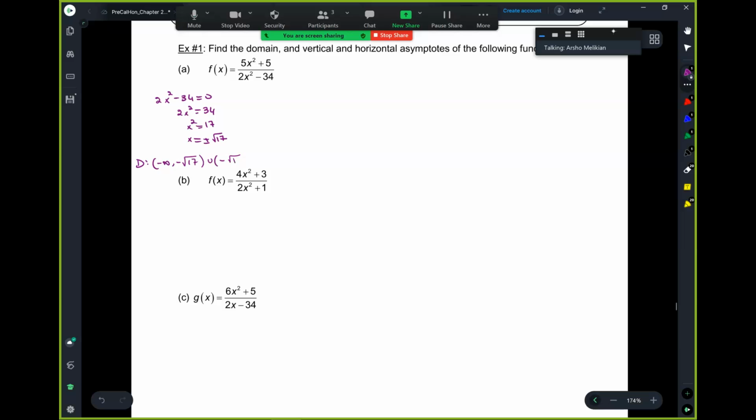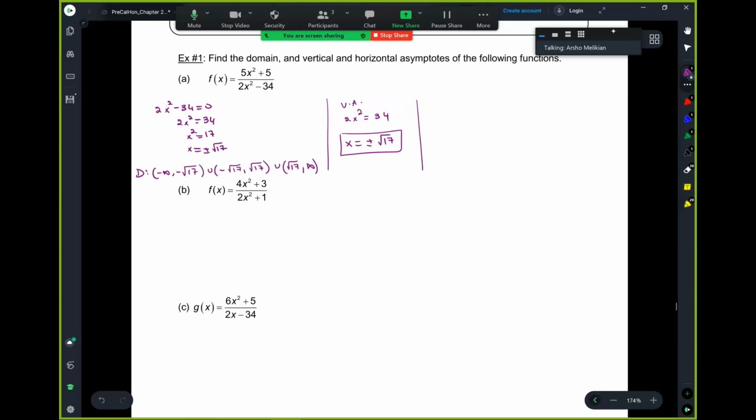Negative root 17 to positive root 17, and root 17 to infinity. All right? Okay. So what about the vertical asymptote? Well, nothing from the denominator cancels, so it's again where this equals 0. So x is plus or minus root 17. Those are the vertical asymptotes. And remember, the vertical asymptote is a line, so it needs an equation.